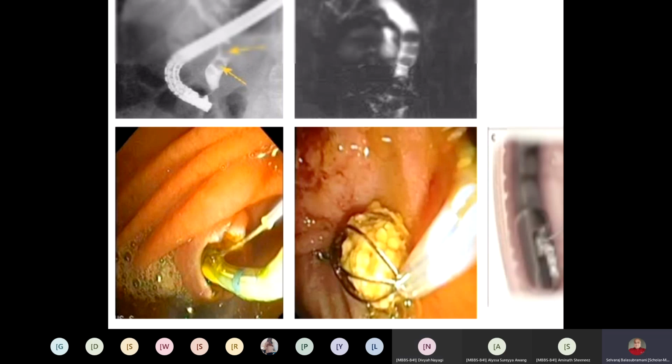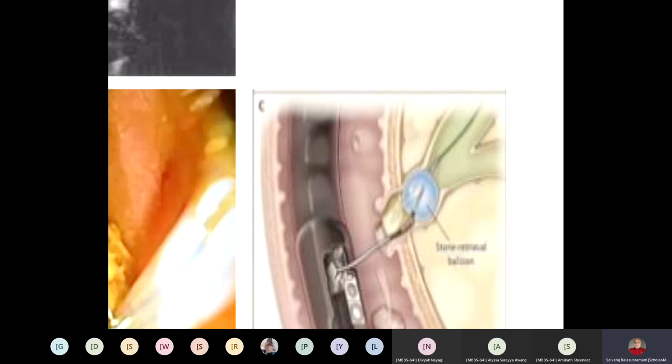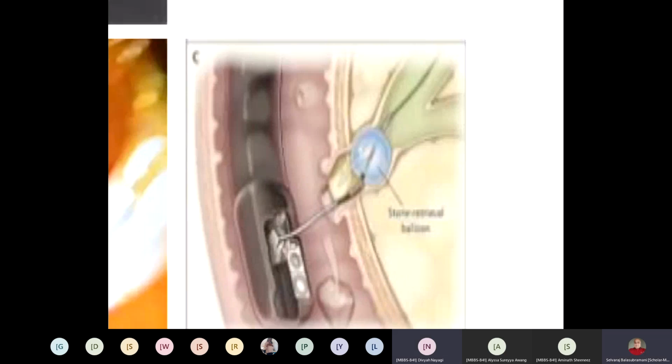If the Dormia basket is not available, then you can use this one. What is this? A balloon. Are you able to see the balloon inside? They have already extracted one stone, which is down in the duodenum. Another stone is just going to come out of the sphincter. This is the balloon.